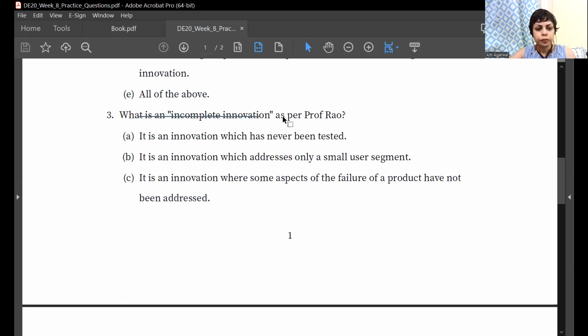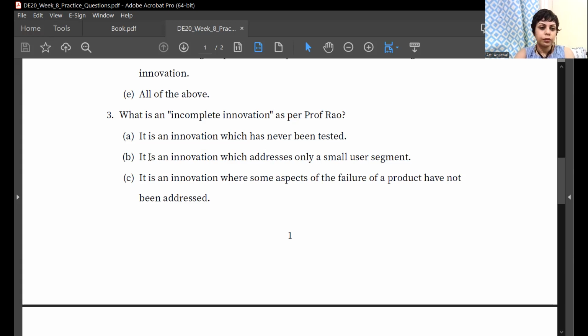So moving on, what is an incomplete innovation as per Professor Rao? Now what he is saying is that in the process of innovation, of course, we always talk about failing and failing fast, and we talk about prototyping and all of that. But he has given a very unique, a very interesting approach to defining what is innovation. And that is that, so we'll come to that.